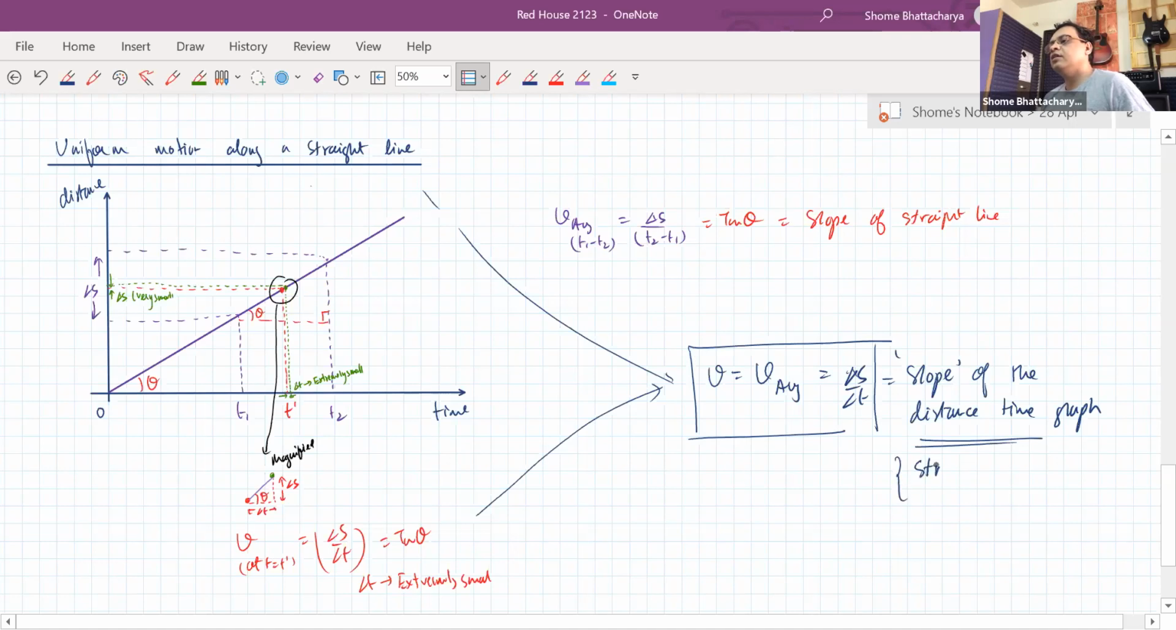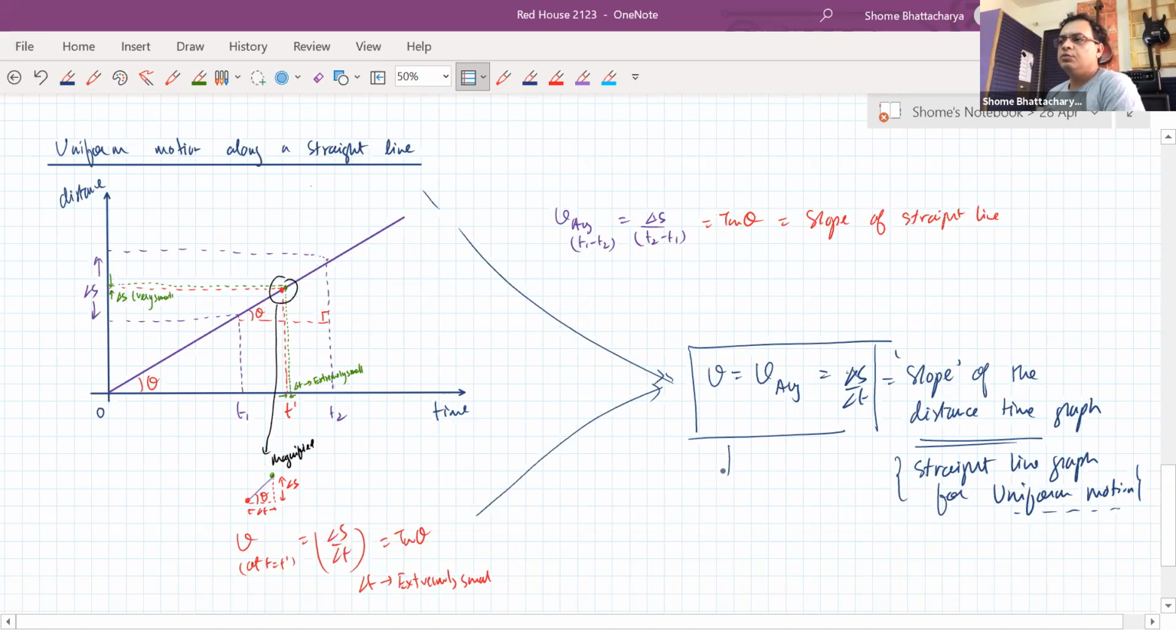Which is a straight line graph for uniform motion. So the instantaneous speed is equal to average speed only in the straight line graph, right? Yes, exactly, only in the case where the motion is uniform. So this is one of the important properties of straight line motion, of uniform motion.